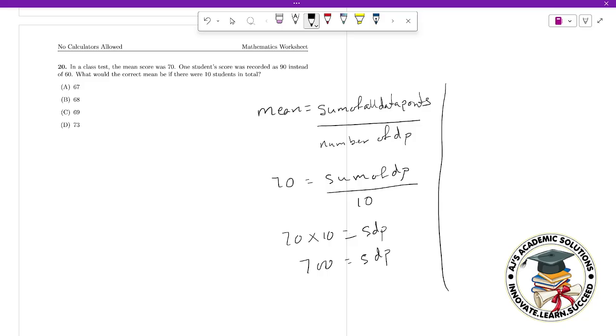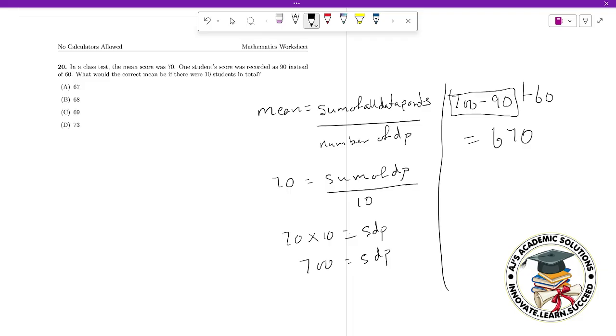So what we actually want to do is calculate what the actual mean should be. So we're going to have 700 minus 90, because again, that's the incorrect data entry, plus 60. So 700 minus 90 gives me 610. And 610 plus 60 would give me 670.